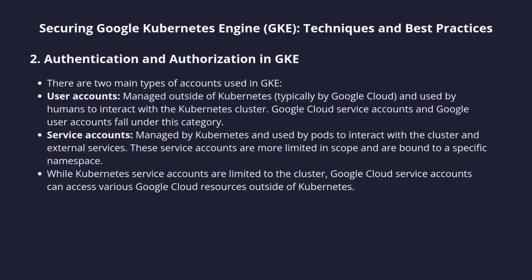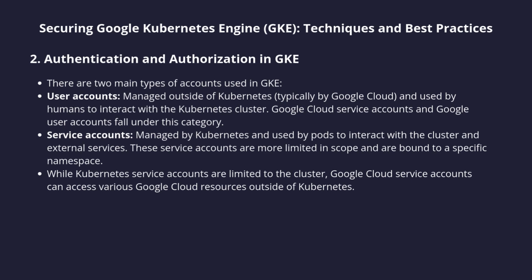2. Authentication and Authorization in GKE. There are two main types of accounts used in GKE: user accounts, managed outside of Kubernetes, typically by Google Cloud, and used by humans to interact with the Kubernetes cluster. Google Cloud Service accounts and Google user accounts fall under this category. Service accounts, managed by Kubernetes and used by pods to interact with the cluster and external services. These service accounts are more limited in scope and are bound to a specific namespace.